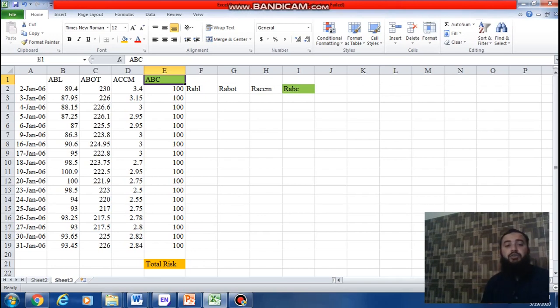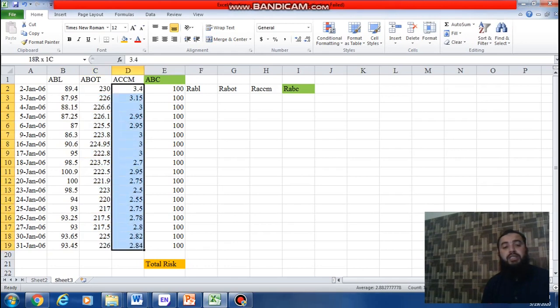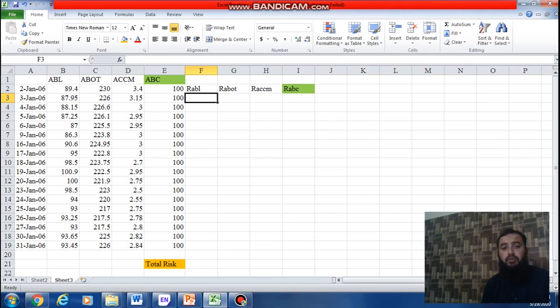So let's calculate the total risk of ABL. This is the original data of ABL, this is the original data of ABBET, and this is the original data of the third firm. The first step is to calculate the degree of change in a given security in a given time period. The formula to find the change or the return is current value divided by the previous value minus 1. You can even calculate it another way by writing equal LN of current value divided by previous value.